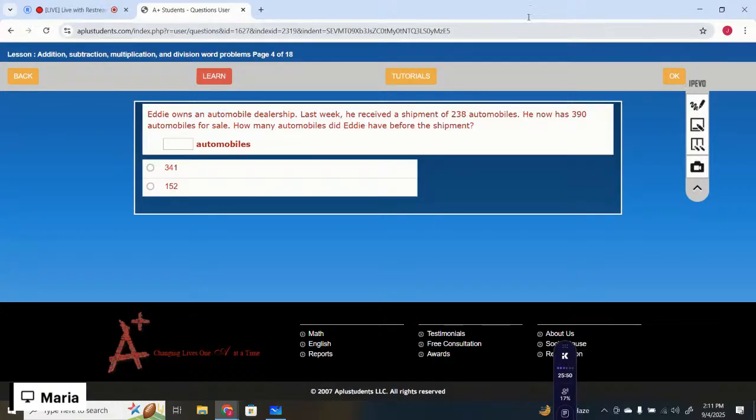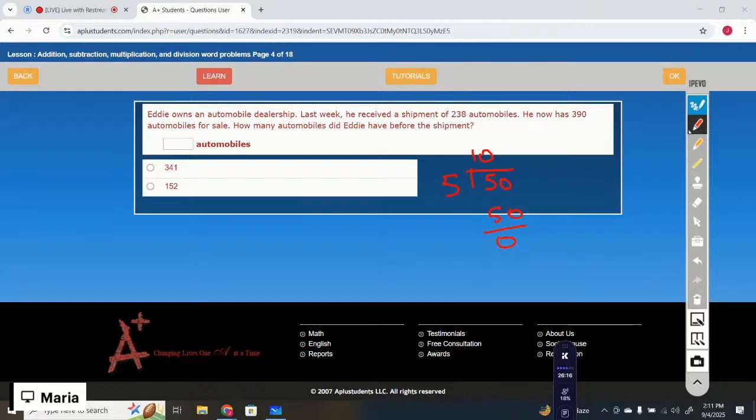So after the shipment, he has 390. So you need to calculate before the shipment. So in the shipment, he received 238. So 390 minus 238. Let's just subtract.